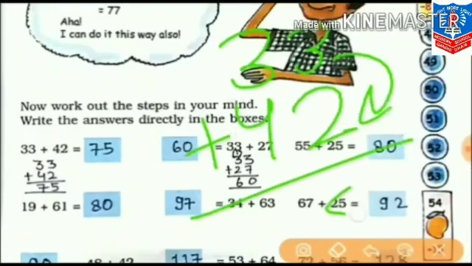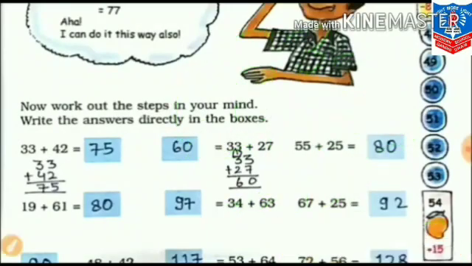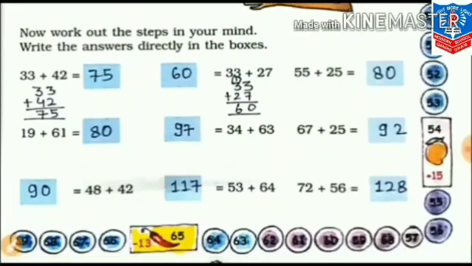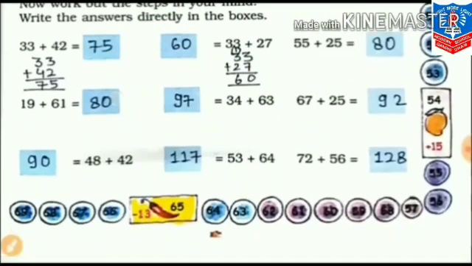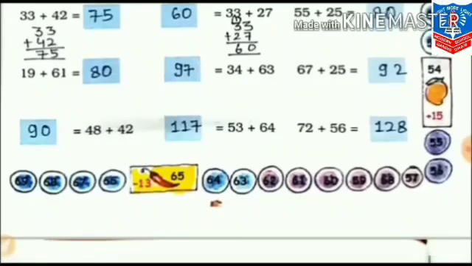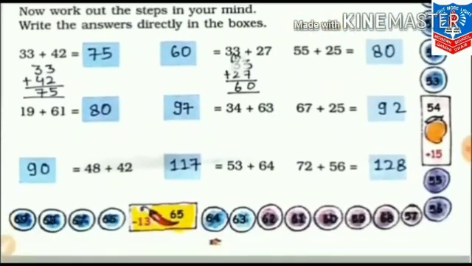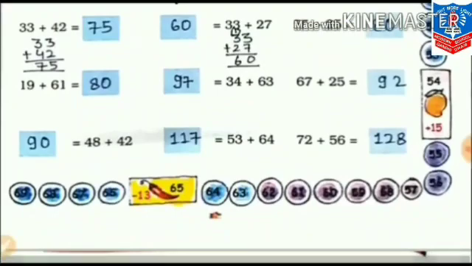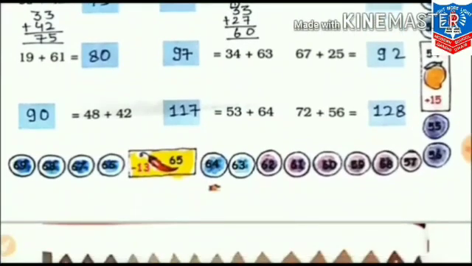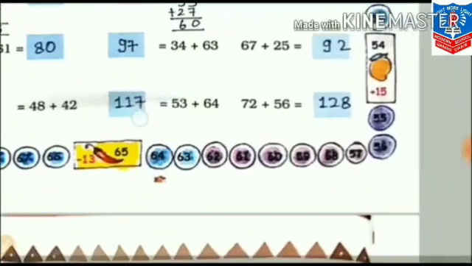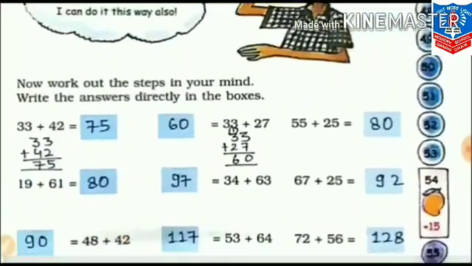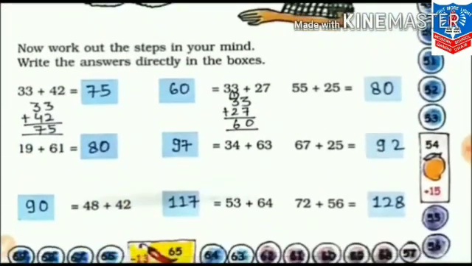Now work out the steps in your mind. Write the answer directly in the boxes. 34 plus 42 is 75. These are all simple mathematics, children. 3 plus 2, 5. 3 plus 4, 7. Similarly, 19 plus 61, 9 plus 1, 10, carry over 1, 6, 1, 7 and 180. Dash is equal to 48 plus 42. Your answer is 90.